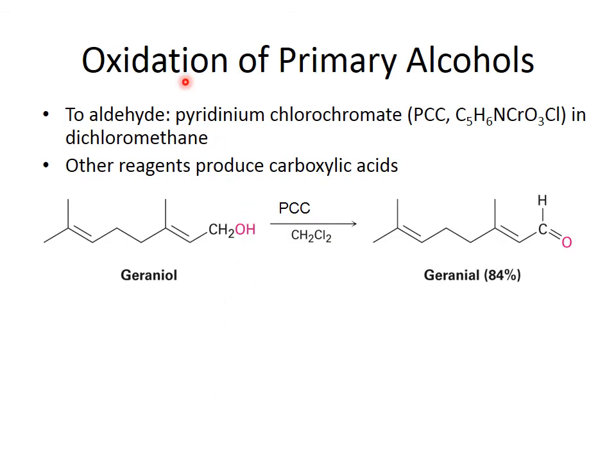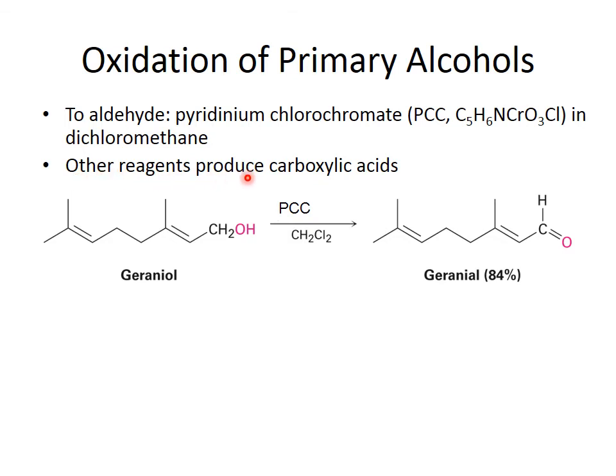So here's the oxidation of a primary alcohol. Notice we have some other functional groups there. A primary alcohol can be oxidized to an aldehyde, and it stops at this level with something called pyridinium chlorochromate, which is more commonly called PCC. Dichloromethane is a solvent. It is not necessary to even have to write that, but we sometimes do.